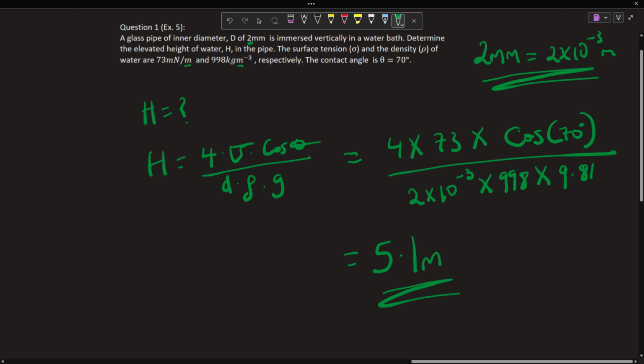Remember, we converted to meters since all of our SI units used meters. So if you want to convert it back to millimeters, you multiply by 10 raised to the power 3 to convert it to millimeters.